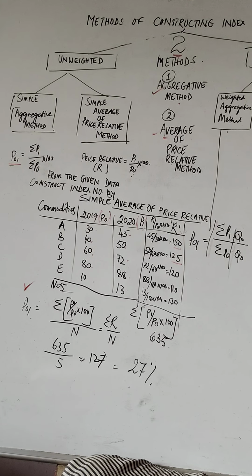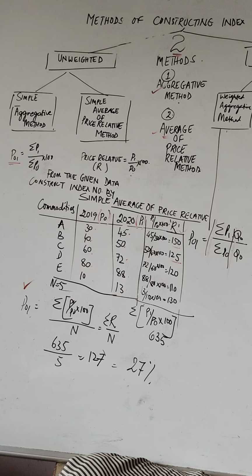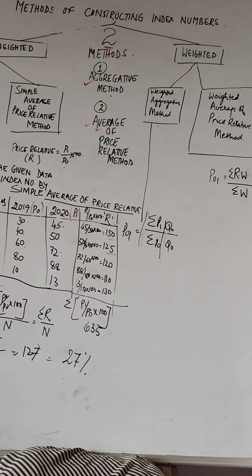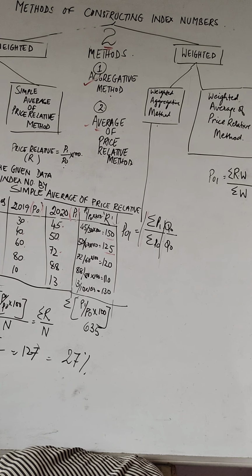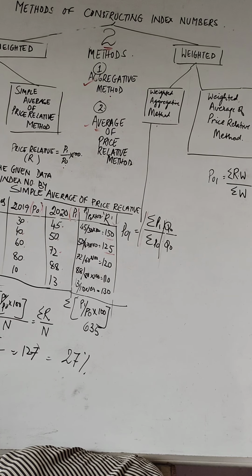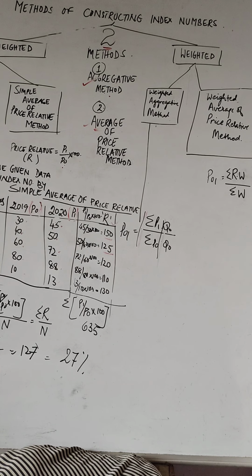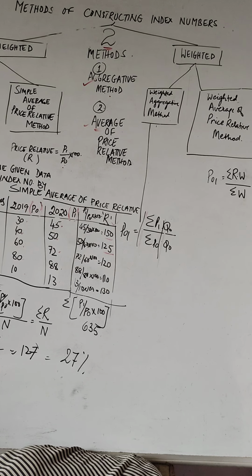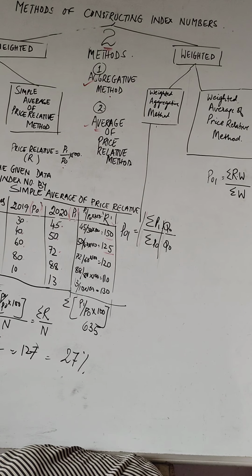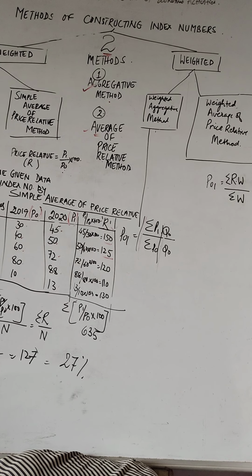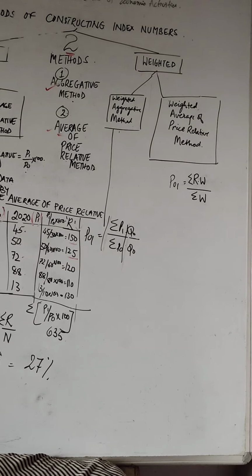Okay, so we will meet in the next class. I'm going to talk about the weighted method of constructing index numbers, in which we have the weighted aggregative method and the weighted average of price relative method. The same two methods which we did in the simple, unweighted method of constructing index number, but now here we are going to give them weights. That's the only difference.